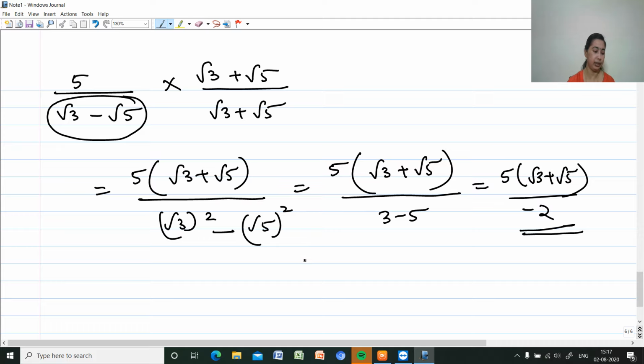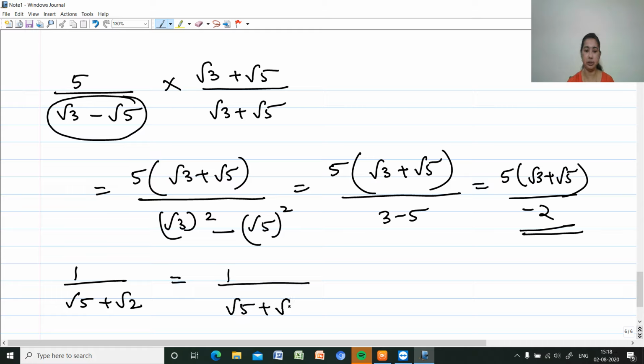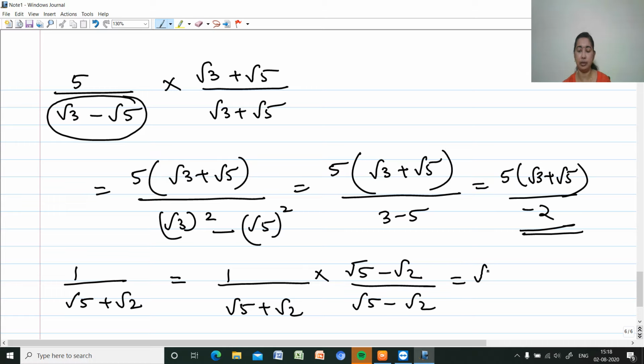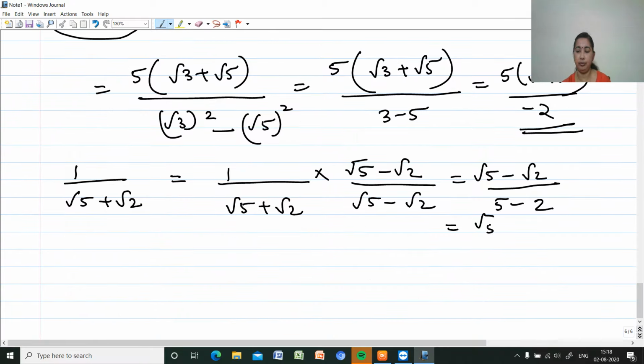So one more example, I'll do it here. That is 1 by (√5 + √2). How to rationalize the denominator? So this is equal to 1 by (√5 + √2) into (√5 − √2) by (√5 − √2). That is (√5 − √2) by (√5)², which is 5, minus (√2)², which is 2. So the answer will be (√5 − √2) by 3. Hope you understood that part.